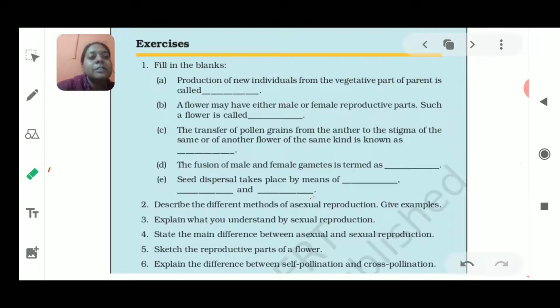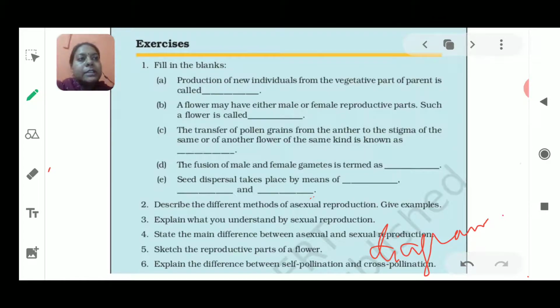So this was about self pollination and cross pollination. You could even draw the diagram for this, just include the diagram. In this chapter there are lots of diagrams, and each and every diagram could be drawn properly, as it is an important part of the chapter.